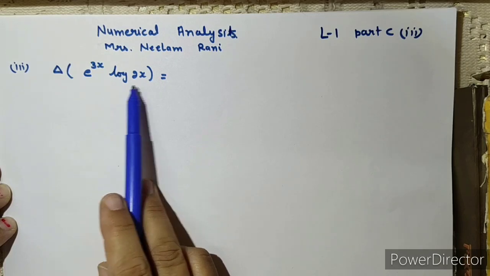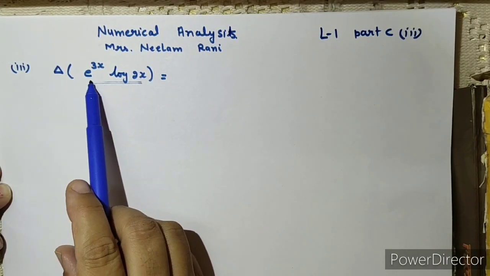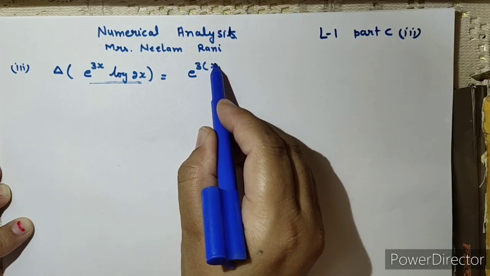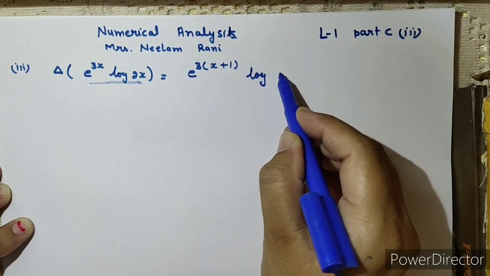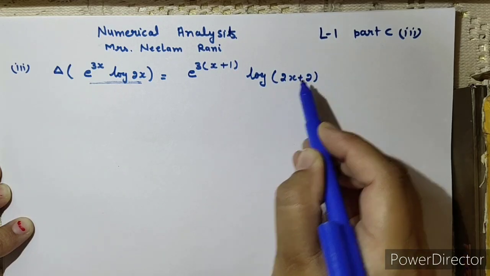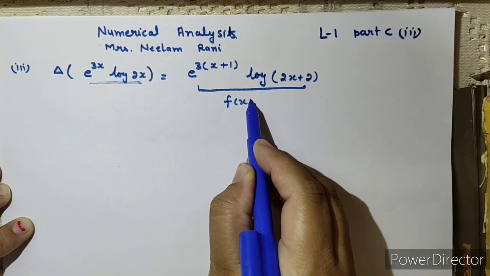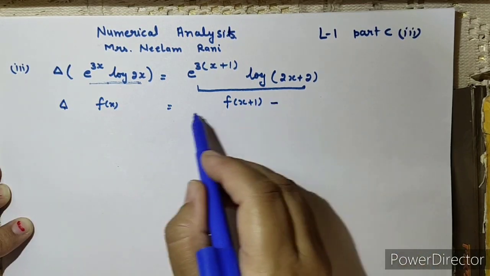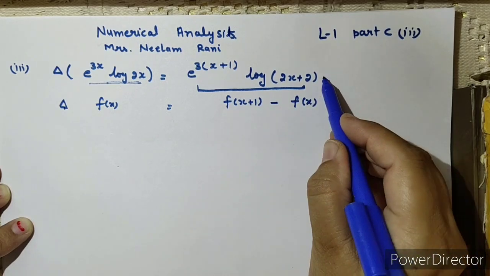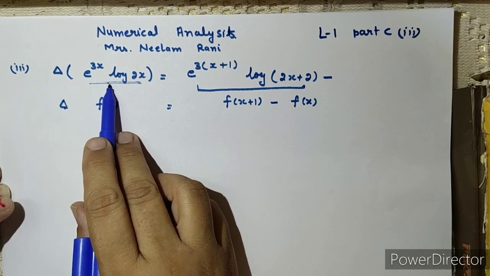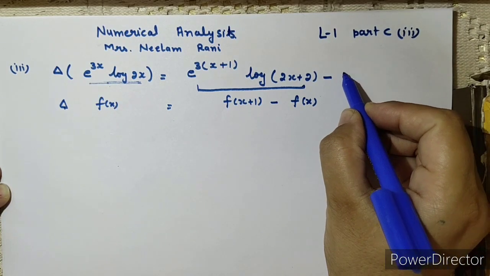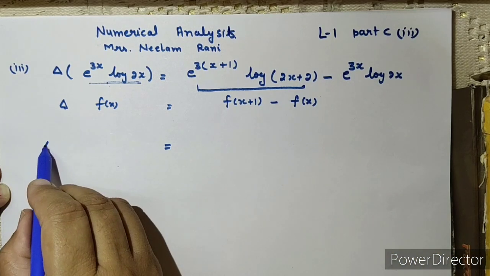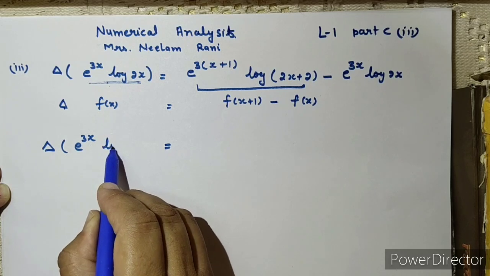Now the next part is, in this question we will apply the definition. देखिए ये आपका f of x है. तो f of x plus 1 क्या बनेगा आपका? This is equal to the function where everywhere you will replace x by x plus 1. So this is a product of two functions and this is 2x plus 2. What is this? This is f of x plus 1. If I suppose this is my f of x, delta क्या काम करेगा बच्चों? This will give you the difference of this one. So minus, where you are applying this delta operator on f of x. So this is e to the power 3x and log of 2x. So delta when applied on e to the 3x, log of 2x.